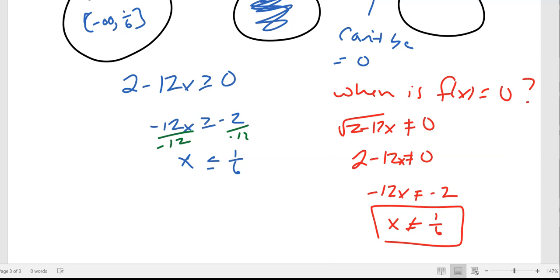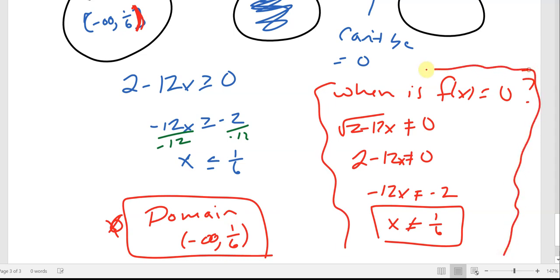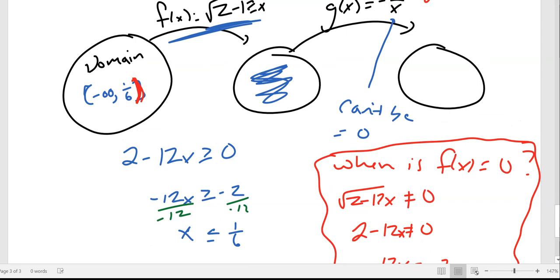Okay? So I don't want x to be equal to 1/6, which means I have to change this into a parenthesis because we don't want to include it. So for our domain, that's going to be -infinity to 1/6, but it does not include either of those endpoints. It's this second step here that I'm always worried about. So if there's any kind of domain restrictions for the second function, you set the first function equal to that, solve it, and throw those numbers out.